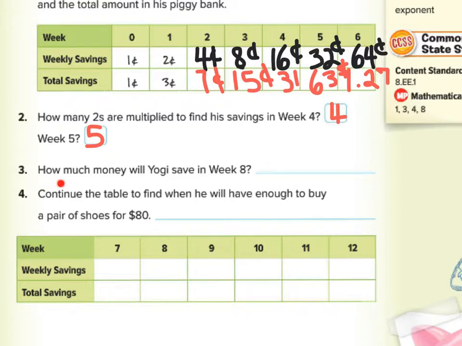Question 3. How much money will Yogi save in week 8? Well, here we're at week 6, right? We need to multiply by 2 two more times. Sorry, I said that wrong. 64 times 2 would be $1.28. And then $1.28 times 2 would be $2.56, right? So $2.56 by week 8.